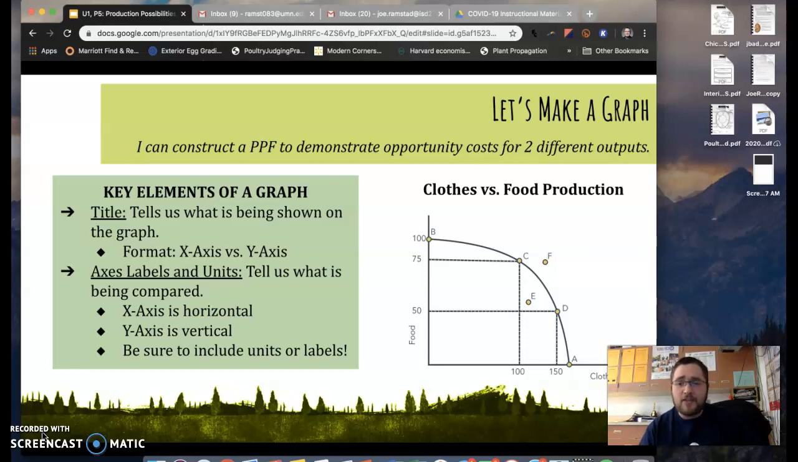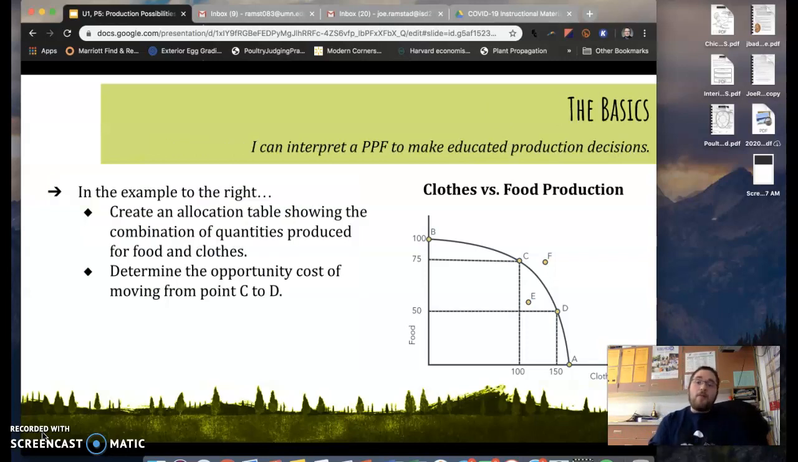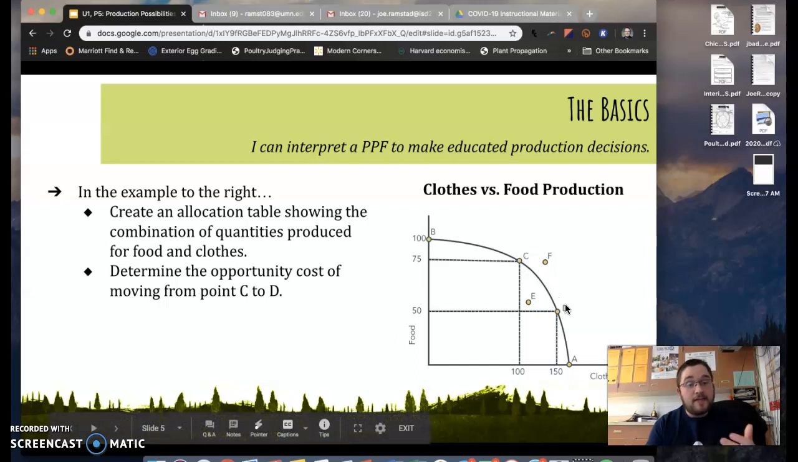At the end of the day, just be sure to include units or labels if they're not already given to you, because that's important so we can better calculate our opportunity costs and know exactly what we're looking at. In the example on the right, we are going to create what is known as an allocation table showing the combination of quantities produced for food and clothes given our inputs. And finally, we're going to determine the opportunity cost of moving along from point C, which is right here, to point D, what we will be receiving and giving up in that transition.